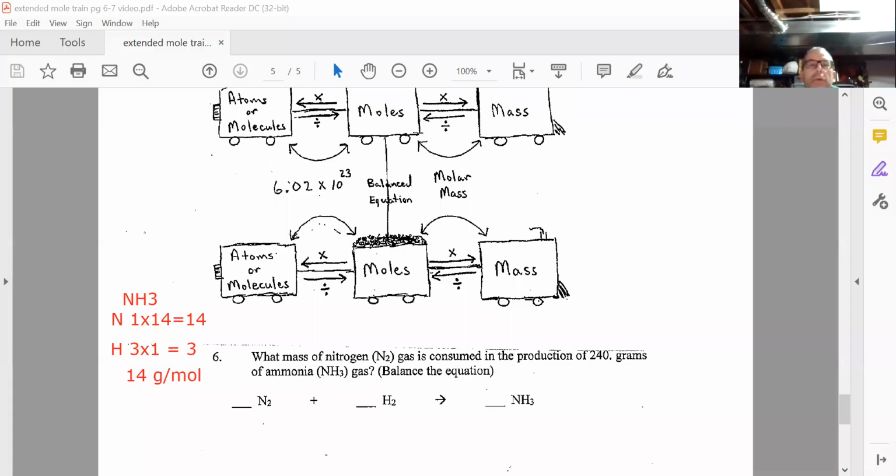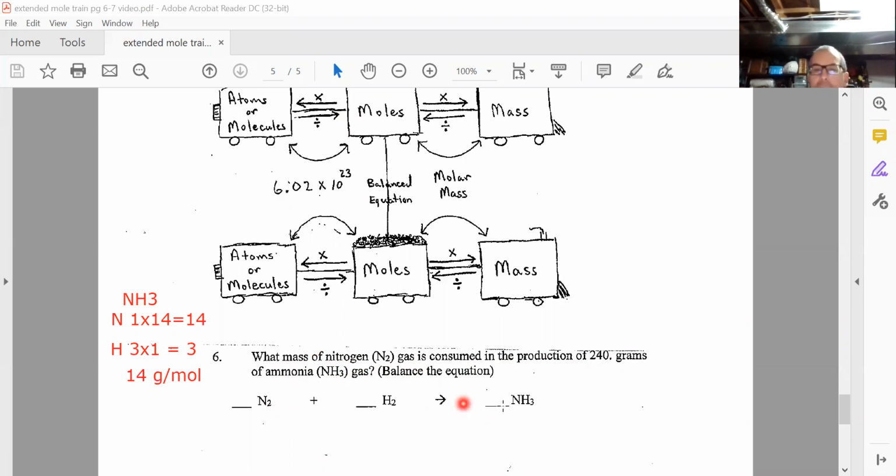Here is another stoichiometry or extended mole train example, number 6 on page 7 of your homework packet. Here we go. It says, what mass of nitrogen or N2 gas is consumed in the production of 240 grams of ammonia, NH3? Well, the first thing I'm going to do is balance the equation.